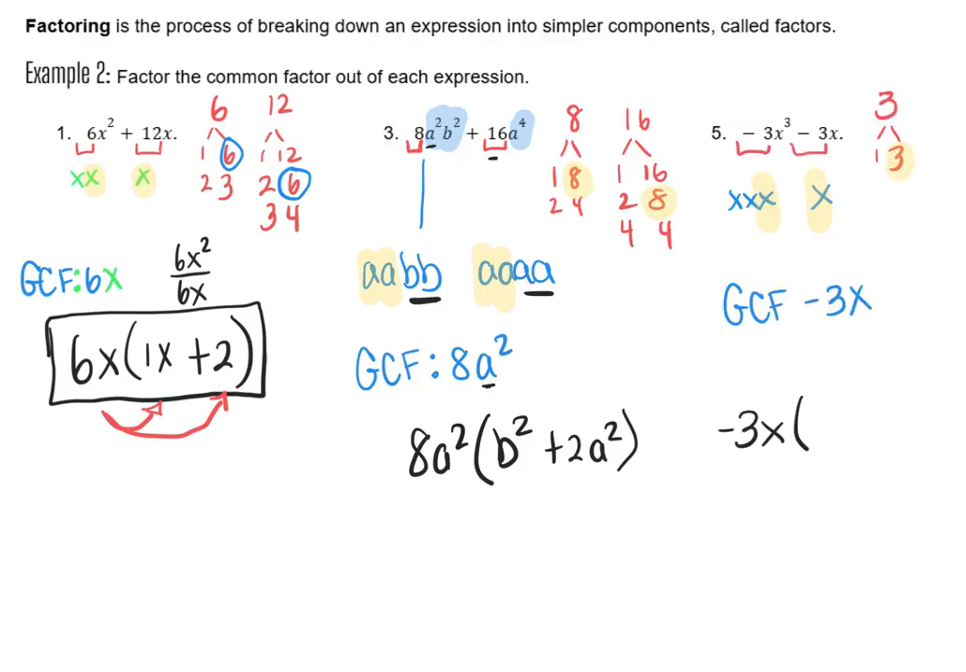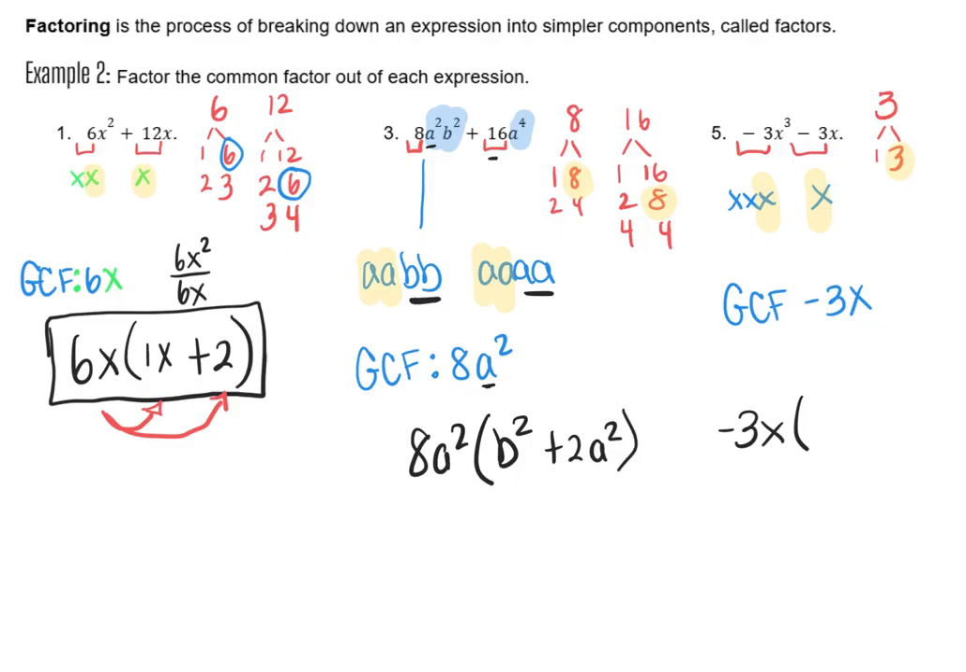So I've identified that my GCF is a negative 3x. The reason I chose to make a negative 3 is because I noticed that both terms have a minus. So because it is common, I'm going to also make it a part of the greatest common factor. So my GCF is negative 3x.